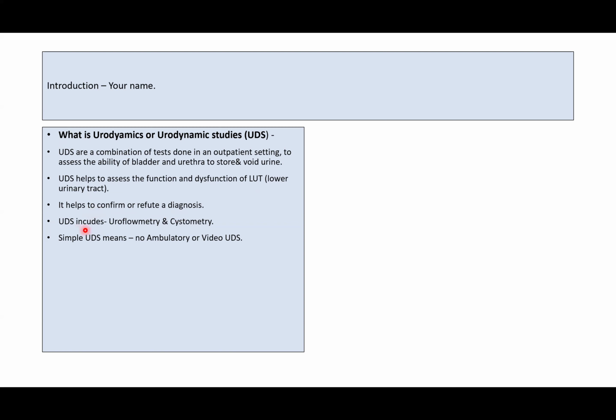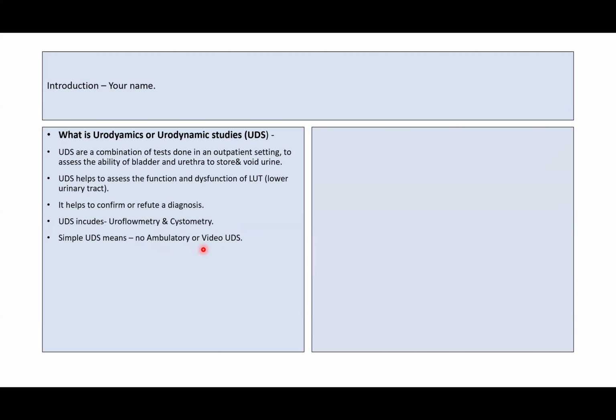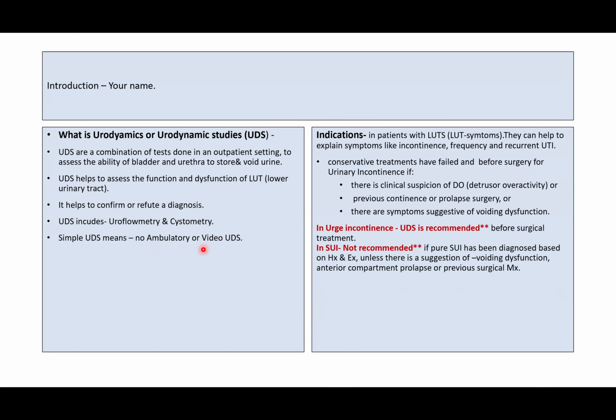Simple urodynamics is uroflowmetry and cystometry. Mainly these are done. Ambulatory and video urodynamics are not done routinely. These are only done in patients with neurological problems, spinal cord injury, and similar conditions. Now, what are the indications? They help to explain symptoms like incontinence, frequency, and recurrent UTI.